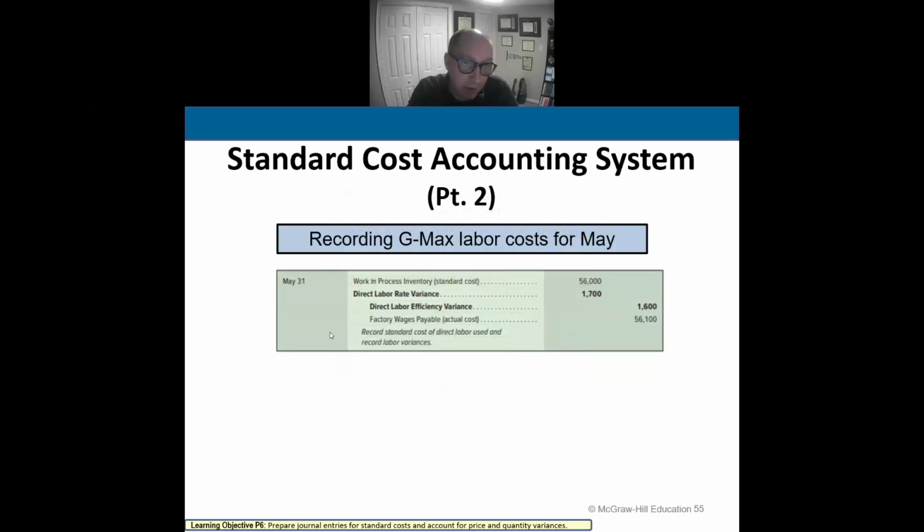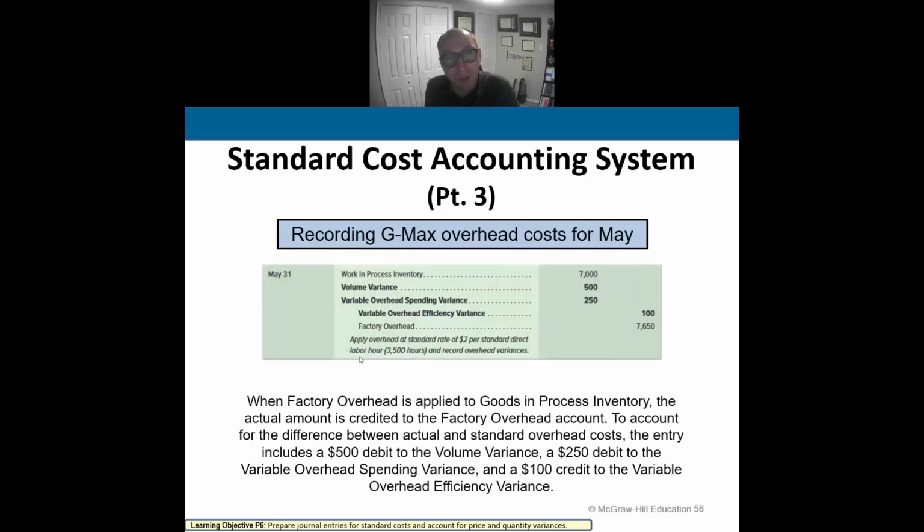For labor variances, we would debit work in process, debit the variance, and then credit the efficiency variance and credit factory wages payable, the actual cost. And of course, we would make similar journal entries for differences in volume and factory overhead. We would debit work in process, debit the variances, and credit factory overhead.